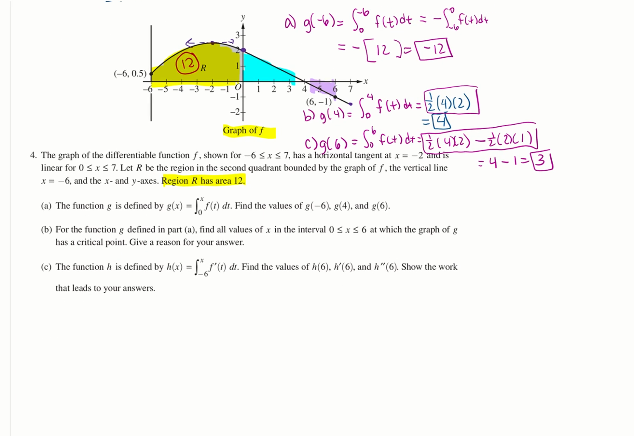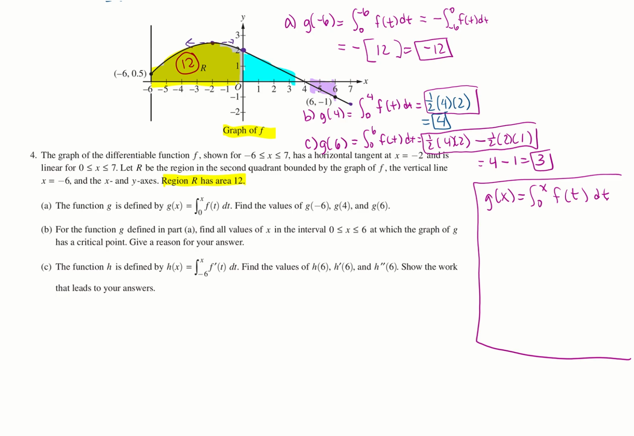All right, part B. For the function g that was defined in part A, find all values of x in the closed interval from 0 to 6 where the graph of g has a critical point. Well, g is going to have a critical point where it has a derivative that's equal to 0. So I usually do a little bit of side work. This is very common for me to do whenever I have two different functions that are described in terms of each other, and one of them is an integral. I very commonly anticipate that they're going to need some derivatives.